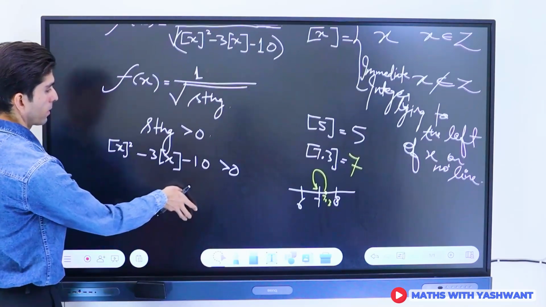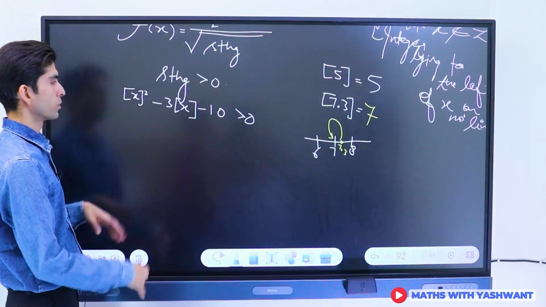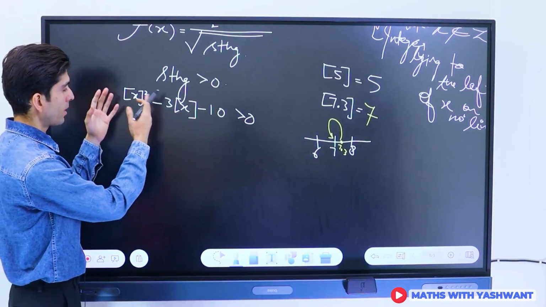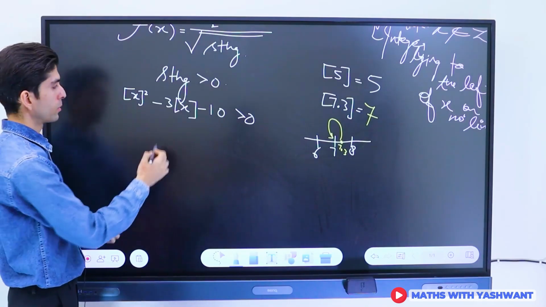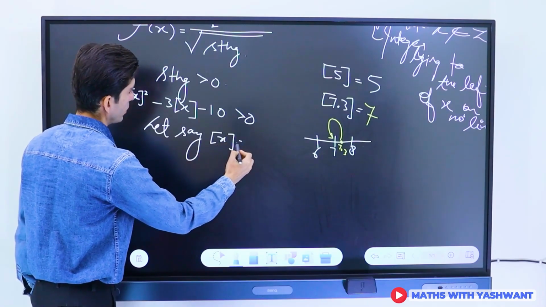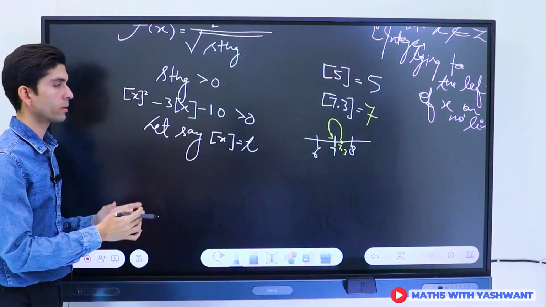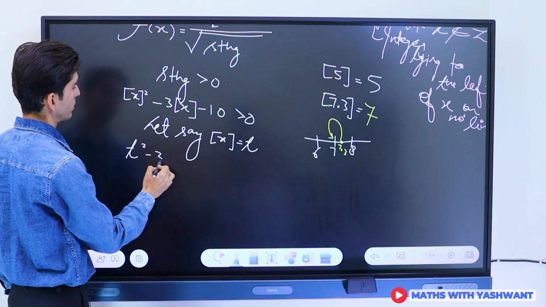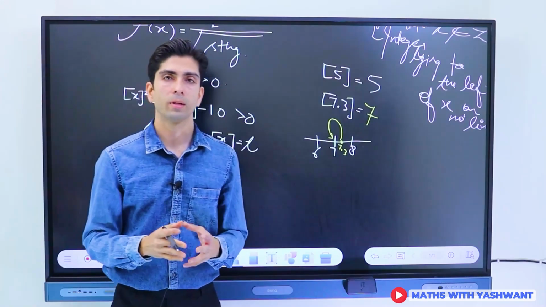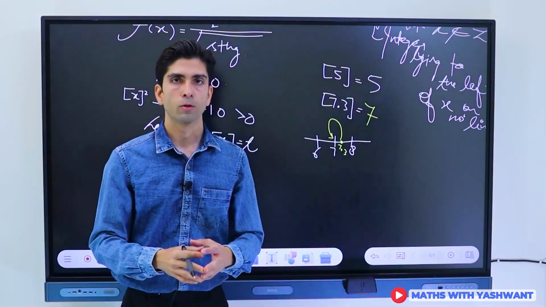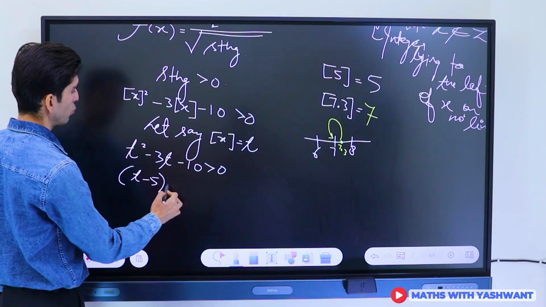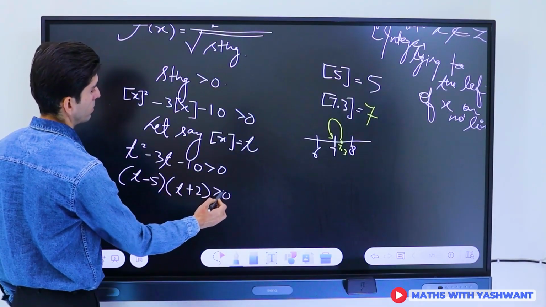Just for simplicity, because this expression is looking quite complicated, as we have the greatest integer and a square bracket, let's say the greatest integer of x is equal to t, so that we can factorize it in a simple manner. So we have t squared minus 3t minus 10 greater than 0. You all must have studied the middle term splitting method of factorization in your earlier classes. Using that method, if you factorize this, we get (t minus 5) into (t plus 2) greater than 0.